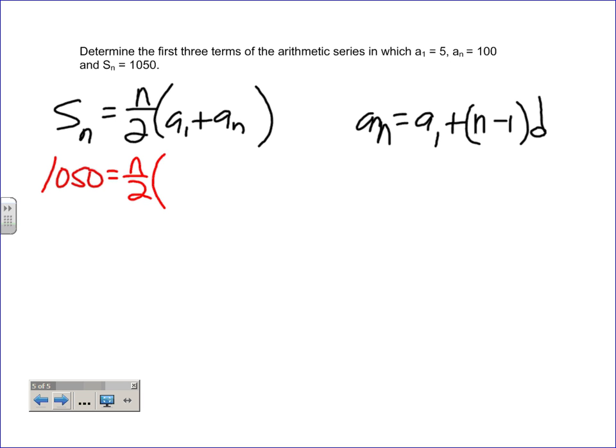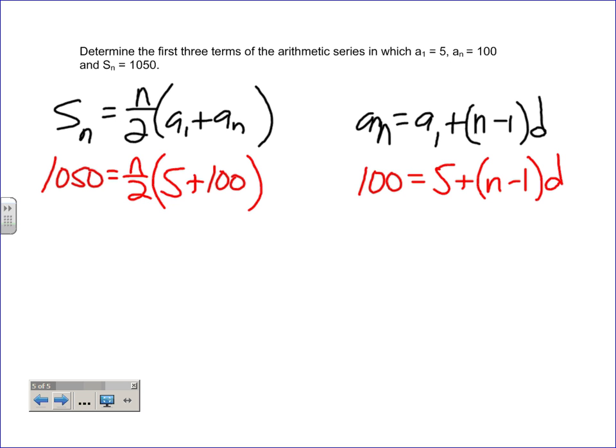Do I know the first term? Yeah. And do I know what would possibly be considered the last term? Yeah. Well, I can solve for n, but I want to know d, right? That's what we want to know. So let's go fill this one in. We got 100 equals 5 plus, well, we don't know n. Exactly. Let's find n first, then we can go to the other one and find the difference.